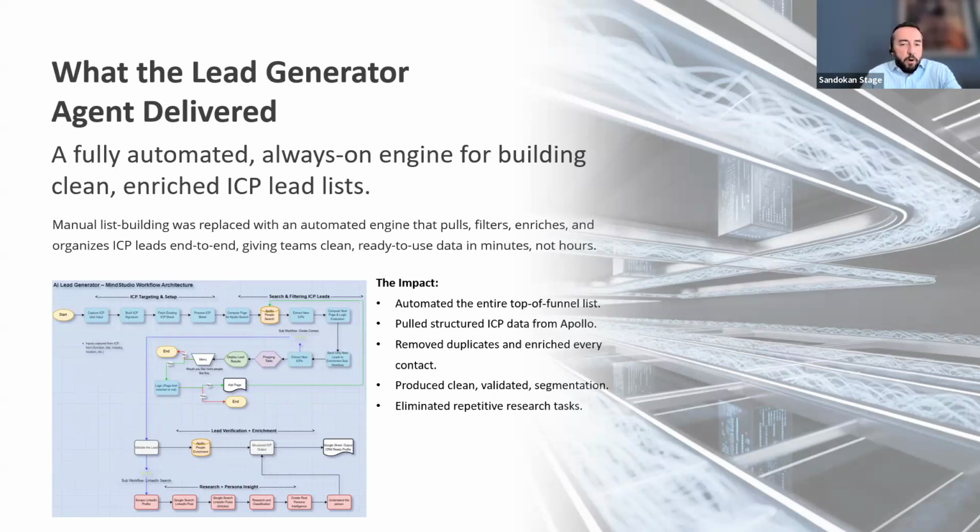The agent essentially saved marketers, or anyone using it, hours of repetitive, SDR-style research every week. Why this agent matters is that teams now walk away with a reliable engine that builds accurate ICP lists in minutes instead of hours, essentially creating a stronger, more consistent pipeline for each of us. The impact is end-to-end automation of top of funnel list generation, removing the bottleneck of manual research and freeing all of us for higher value work.